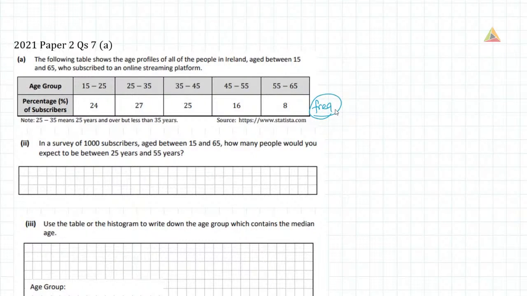So it's the percentage of subscribers. This question says the following table shows the age profiles of all of the people in Ireland aged between 15 and 65 who subscribed to an online streaming platform. So our groups are 15 to 25, 25 to 35, 35 to 45, 45 to 55, and 55 to 65. And it says down here, note 25 to 35 means 25 years or over, but less than 35 years. So if you're 35, you move into this group. If you're less than 35, but between 25 and 35, you'd be in this group. And that's what that note there means. It's explaining how the data works for us.